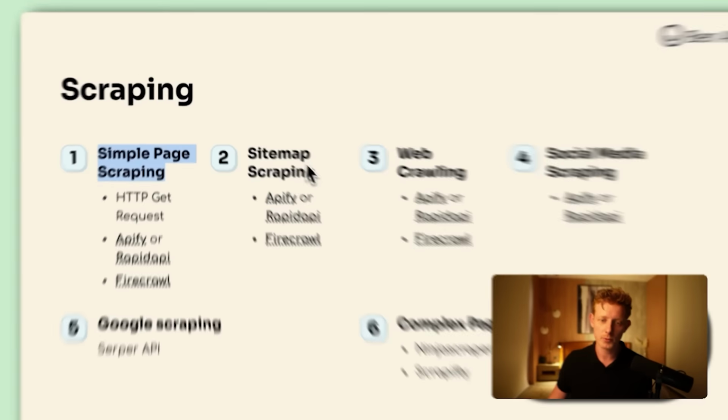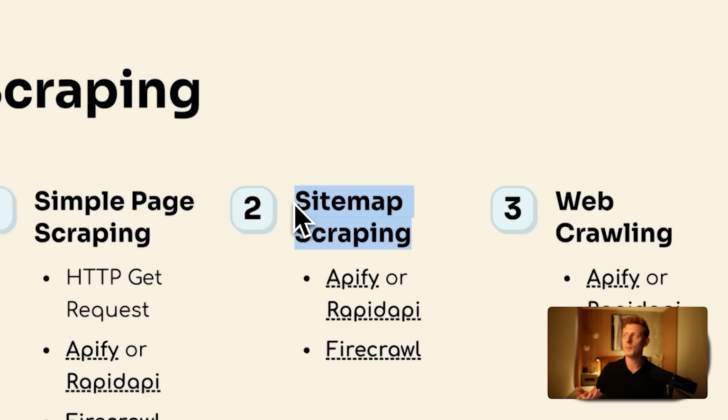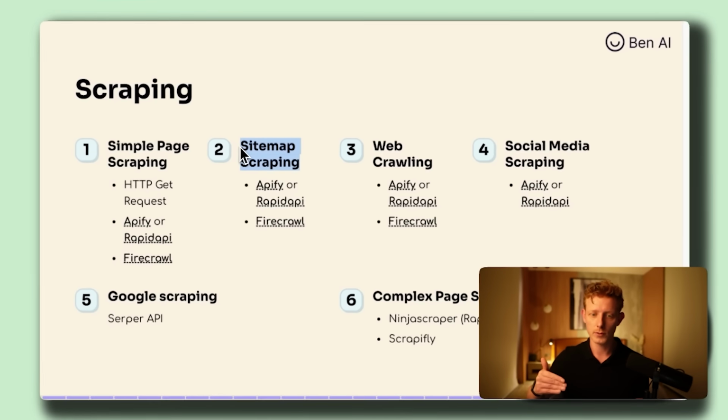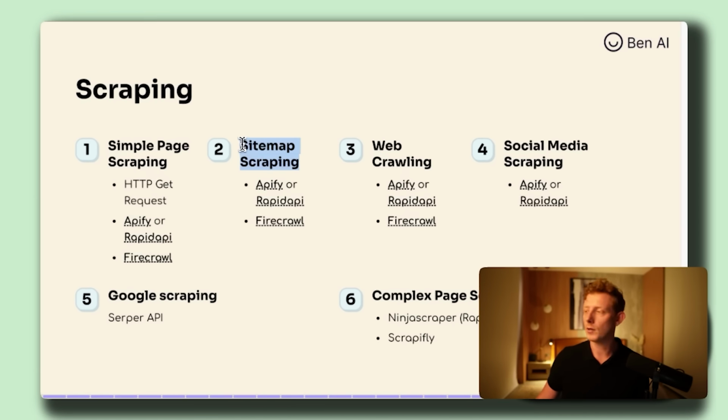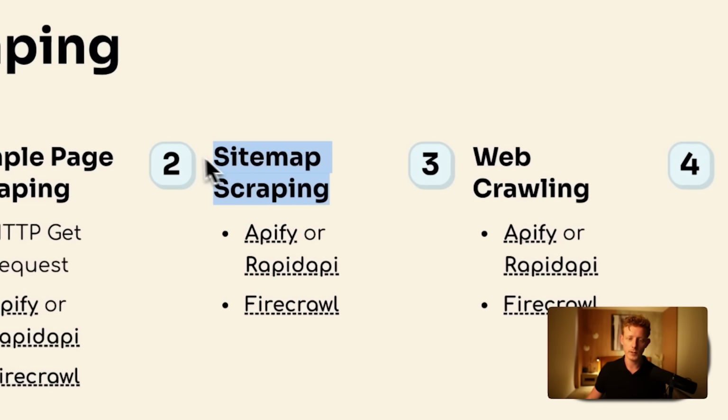Then we have sitemap scraping, which with sitemap scraping, we basically get all the URLs from one domain, which sometimes becomes useful when specific information is maybe not available on the homepage, but on another page, we first have to find that other page before we can scrape it. Right, I'm going to give you an example later too, but it's very useful to know this.